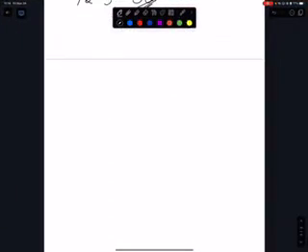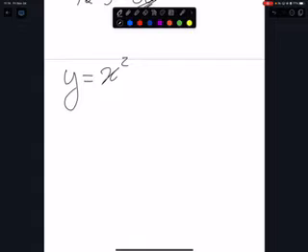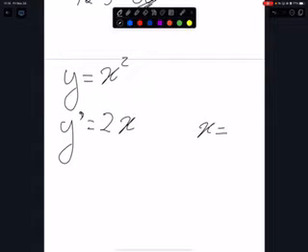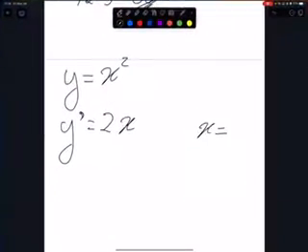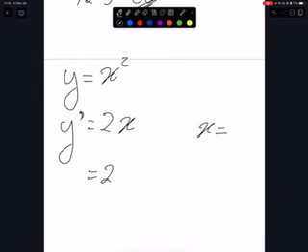Let's go at it. My function is what? X squared. What is my derivative function? 2x. Where do I want to know the speed at? X is 2. So, what is my average speed? 2 times 2, and what is the answer?